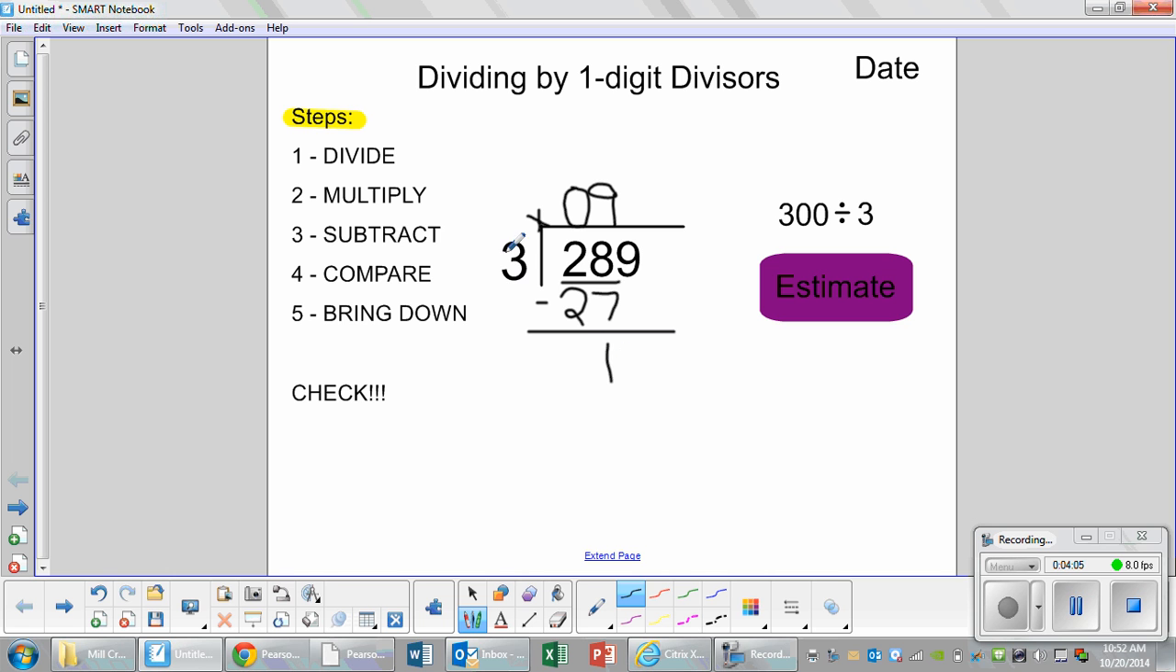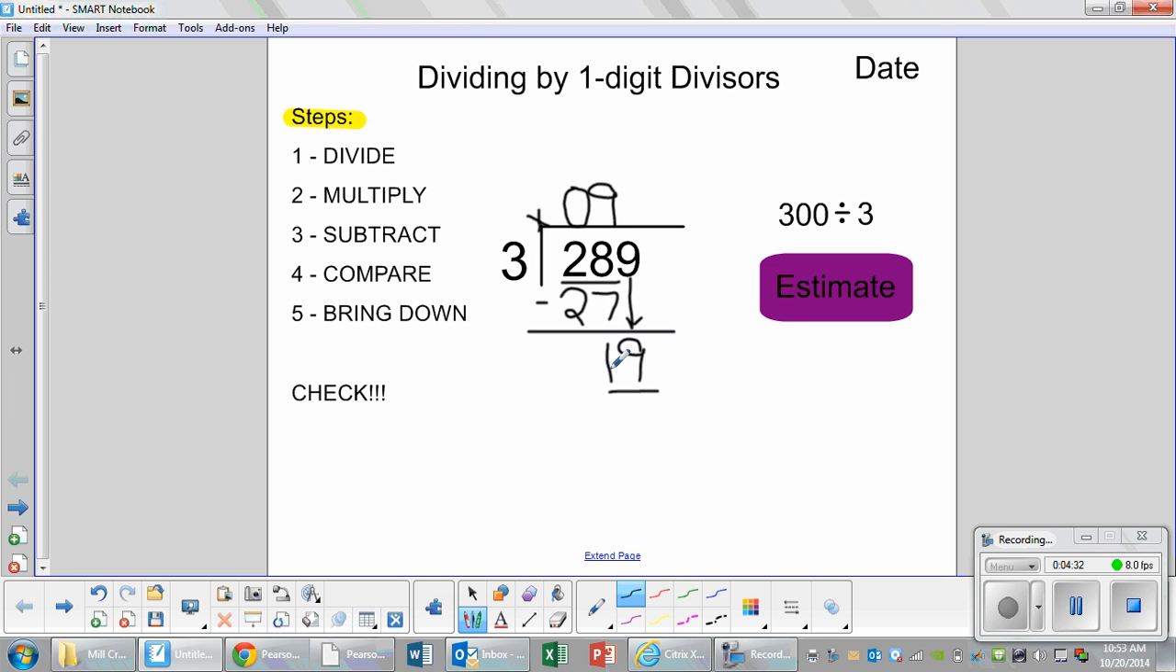But because 1 is less than 3, that tells me that I can go on through the steps of long division. The last thing I'm going to do is bring down this 9 here, and I'm just going to rewrite it down here. So now instead of 9, I actually have 19. After you bring down, you go back to the top and start the whole process over again.